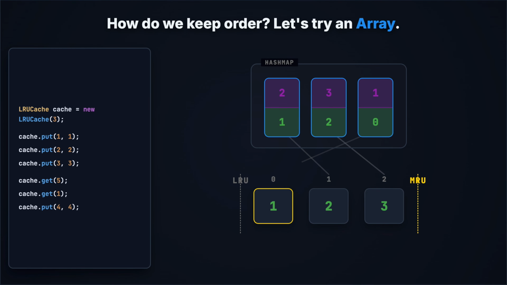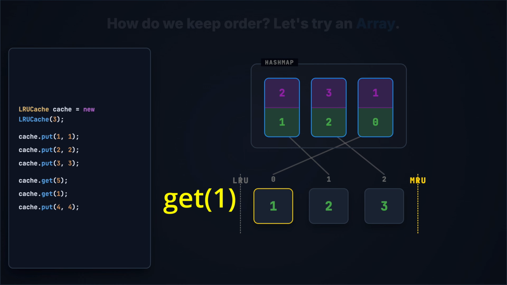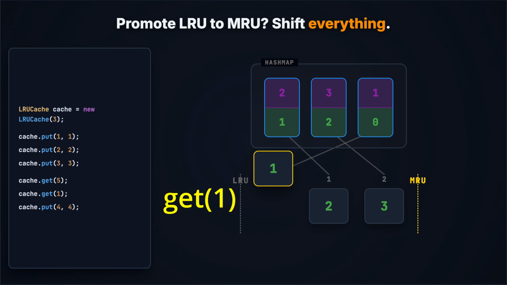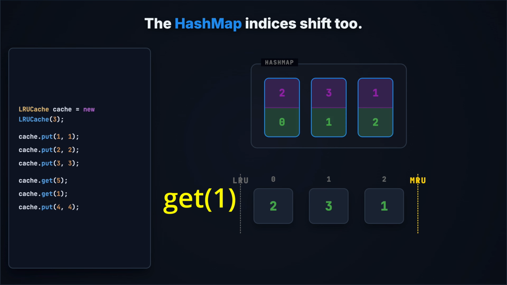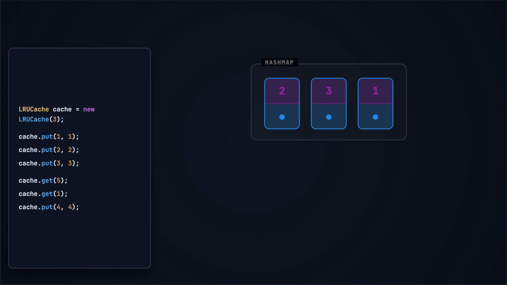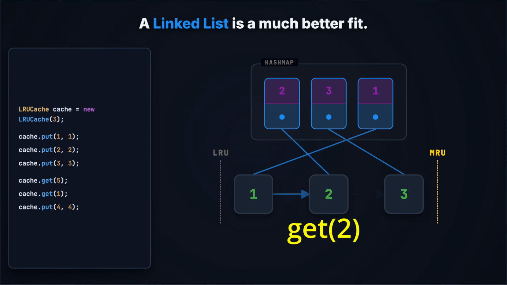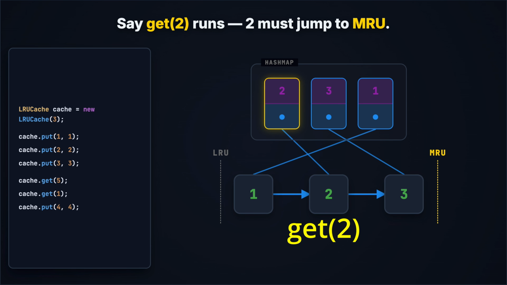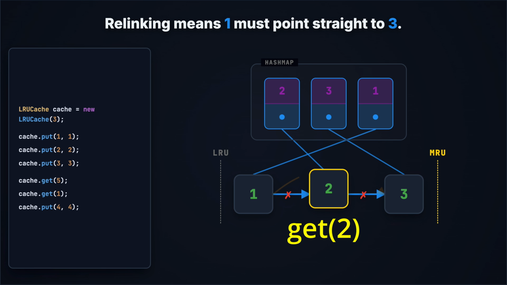Let's try an array. Arrays are great for maintaining a sequence. But if we touch an item in the middle and need to move it to the most recent end, we have to shift every single element over. That's O(n) time. Arrays are out. But a linked list is a much better fit. Moving a node from the middle to the end is just snapping a couple of pointers. Instant O(1) time.